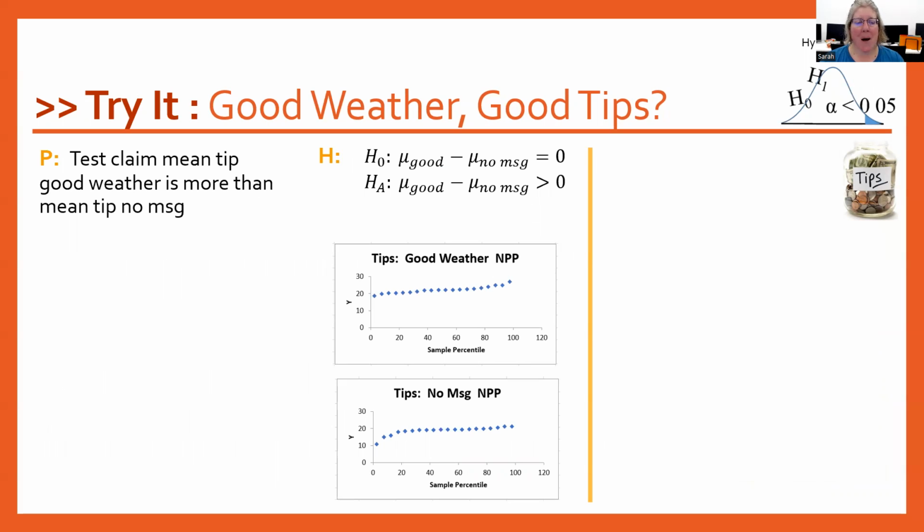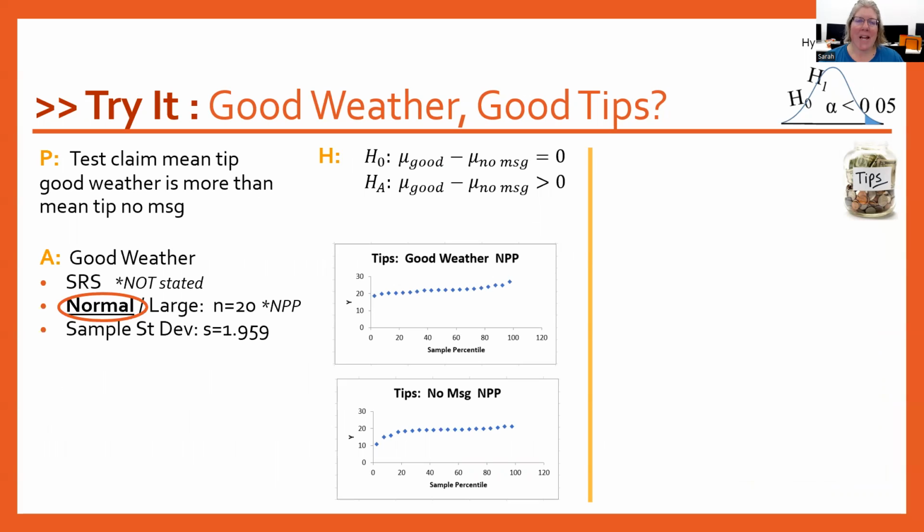We'll start with the good weather group. So when we looked at that experimental design, we said simple random sample not stated. So that's the same simple random sample that we're talking about here. So we'll put a star and write not stated. So that is concerning, but we've marked it and noted it, and we're going to move on with the test.